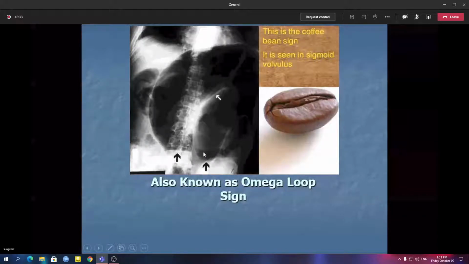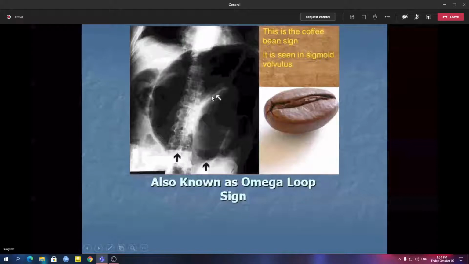Now if, for whatever reason, the sigmoid is hugely dilated, you will see this kind of picture, a hugely dilated bowel loop. The intervening part is this, and this is the junction of one loop and another loop. This is one loop turning upon itself into another loop. This looks like the omega sign in mathematics, the Greek letter, also known as the coffee bean sign. This is the coffee bean.